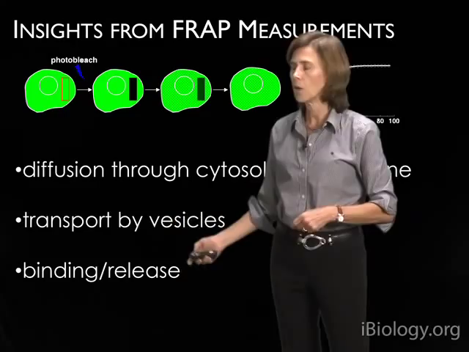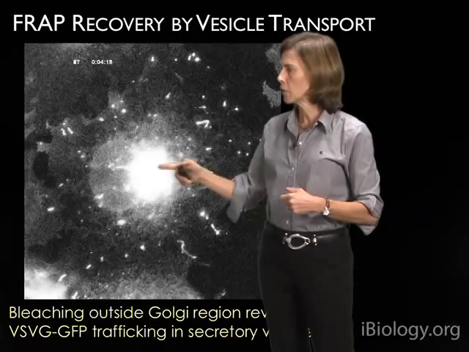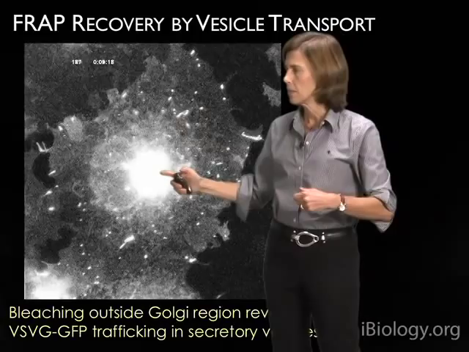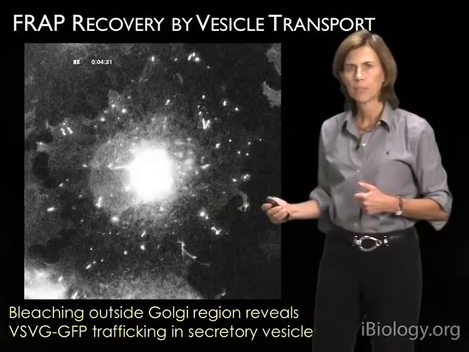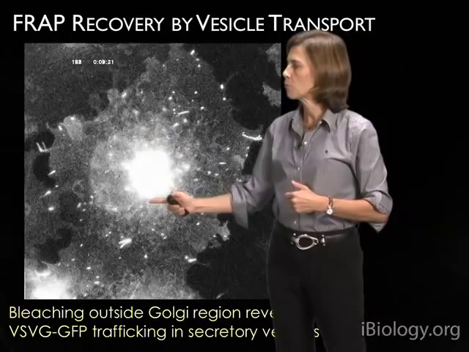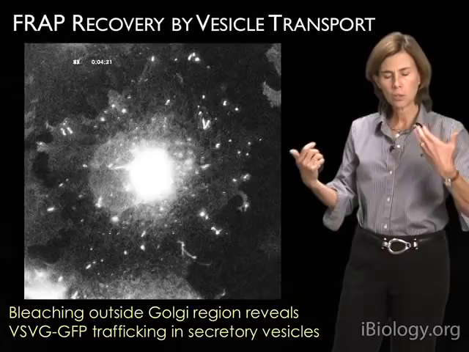So here's an example where photobleaching has enabled the visualization of transport intermediates that are budding off of this organelle here that we call the Golgi apparatus. All of these little structures that you see moving outside, away from this central region here represent transport intermediates carrying this VSVG protein en route to the plasma membrane. These small vesicles would normally be very difficult to see in the background of the plasma membrane. But by photobleaching everything outside the Golgi region of interest, you create a dark background, which makes it very easy to see these transport intermediates and characterize their properties.